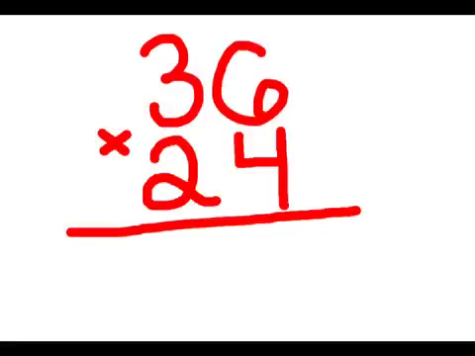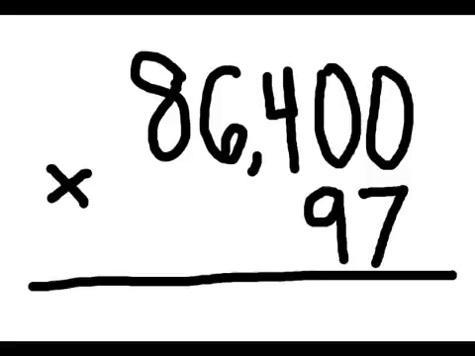So 6 times 4 is 24, 4 on the bottom, 2 on top. 3 times 4 is 12. 12 plus 2 is 14. Put 14 there, add a 0. 2 times 6 is 12, 2, 1 on top. 2 times 3 is 6, plus 1, 7. To get you a total of 864. But if you add the 2 zeros that we missed, it's 86,400.